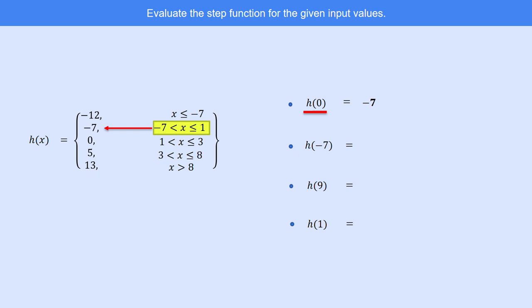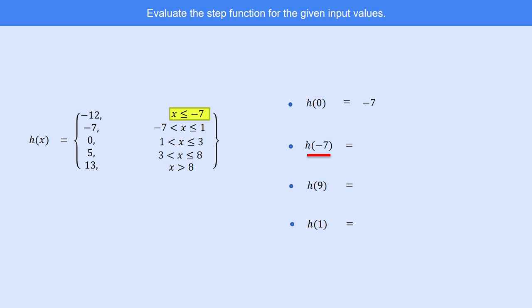Now, let's find the value of h of -7. For h of -7, the input -7 could belong to either the first interval or the second interval. Now, can you tell me which one we should use?